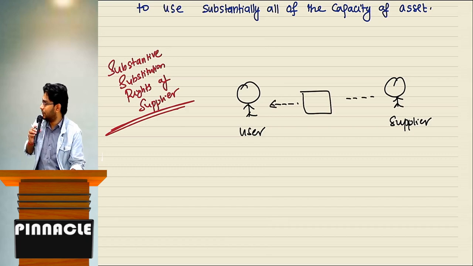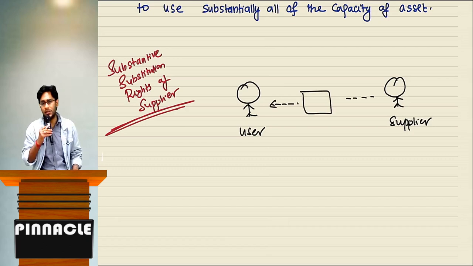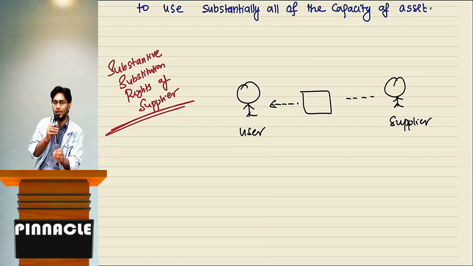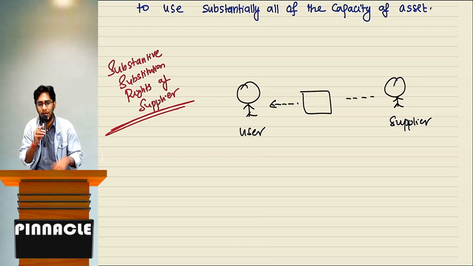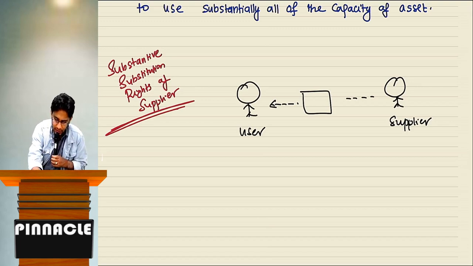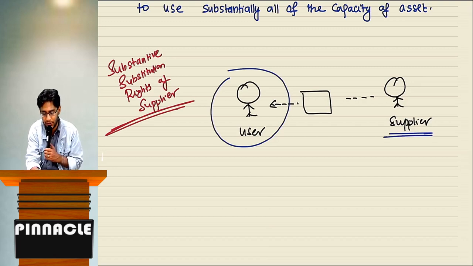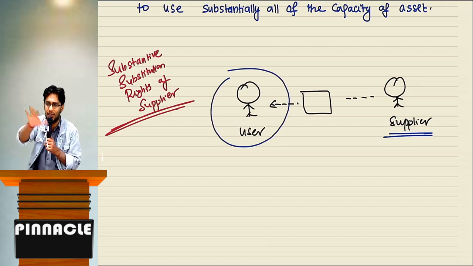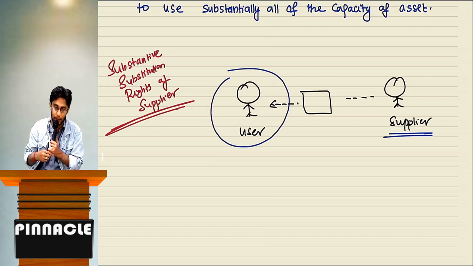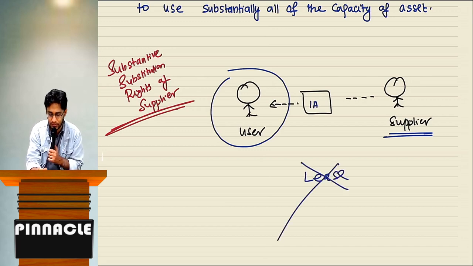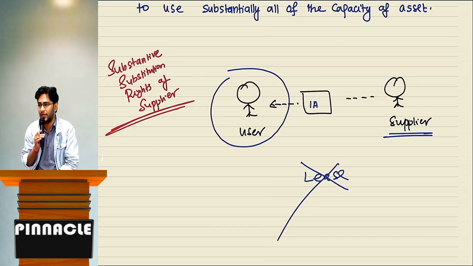At the time of giving the asset to the user, if the contract mentions that the supplier any time can replace this asset with another asset, that means this fellow will be using the asset, and any time this fellow can come, take this asset back, and in place of this asset, substitute another asset and say enjoy with this. If the supplier has that right, then even though technically you have an identified asset, the standard says there is no lease agreement. Asset identified, but what is the fun of identifying the asset if the supplier has a right to replace the asset any time he wants?